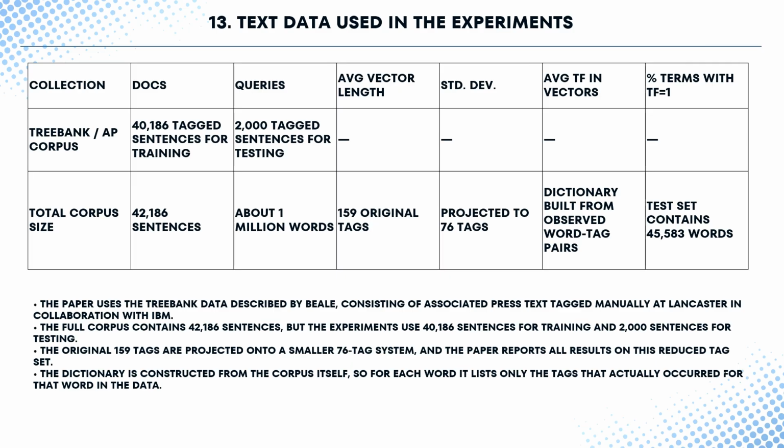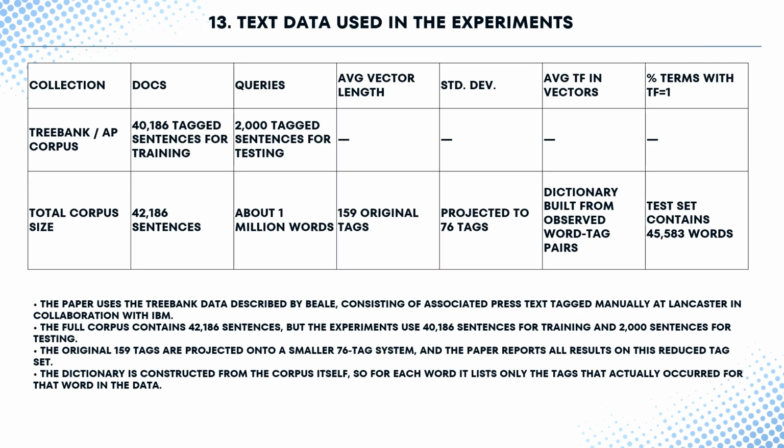The second part is the dataset size. The total corpus size is 42,186 sentences. The training set has 40,186 sentences and the test set has 2,000 sentences. So the majority of data is used for training and a separate portion is used strictly for testing. This separation is important to ensure fair evaluation without overfitting. The third part is the tag set. Originally we had 159 tags, but we reduced it to 76 tags because a smaller tag set reduces complexity and makes results more stable and interpretable.